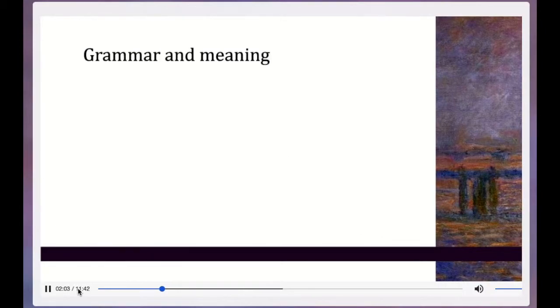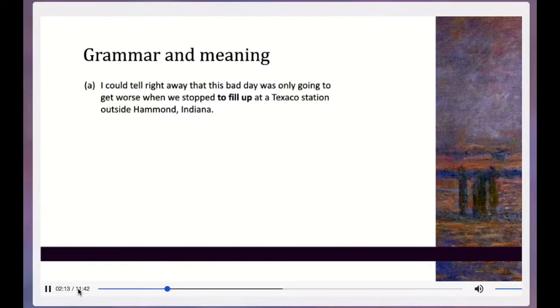First of all, let's look at an example showing that grammar is not just about form and grammatical rules. Grammar can be used to express different meanings. A. I could tell right away that this bad day was only going to get worse when we stopped to fill up at a Texaco station outside Hammond, Indiana.